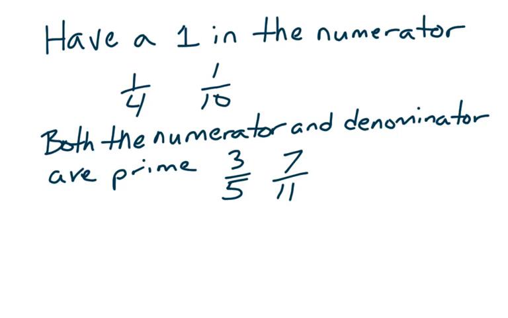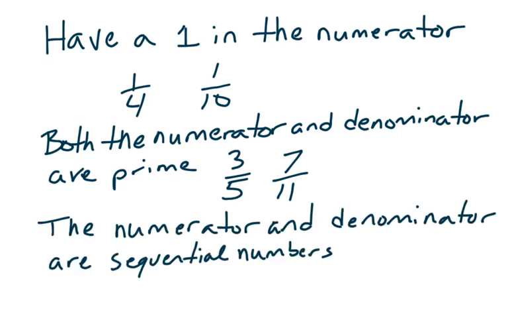Our fraction is also in its simplest form if the numerator and the denominator are sequential numbers. That means if I have something like 2/3, where 2 comes right before 3, or if I have 4/5, or 6/7, or 9/10. All of these fractions are in the simplest form. Notice how their numerator is 1 less than their denominator.